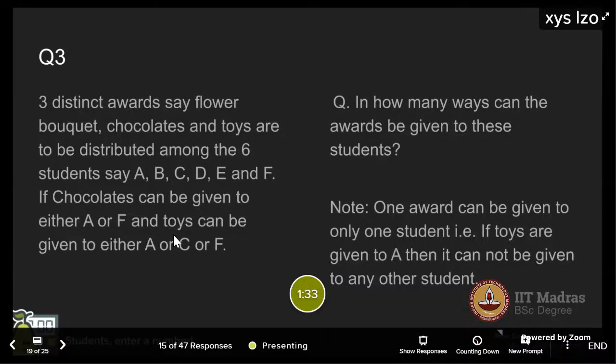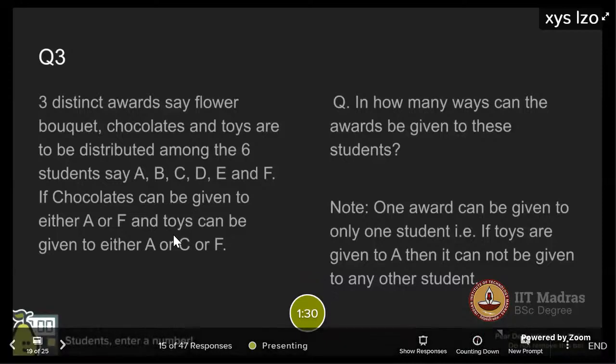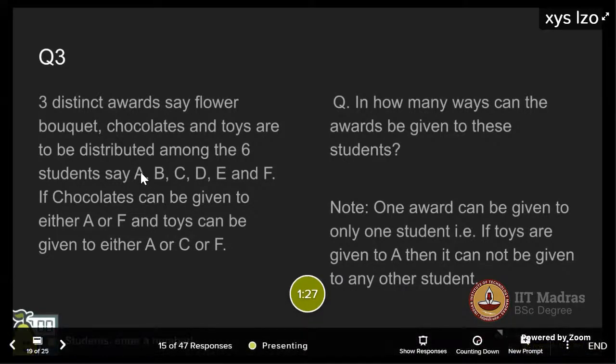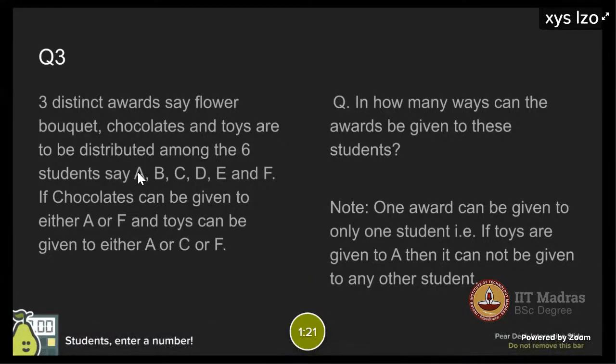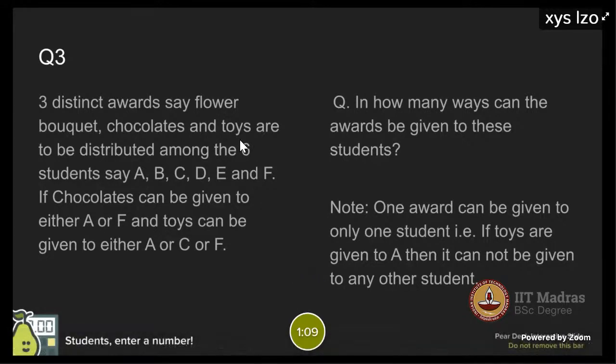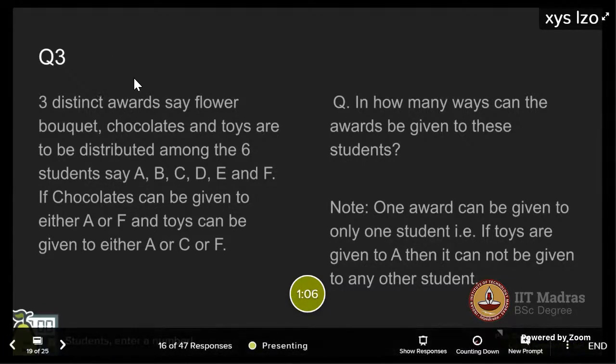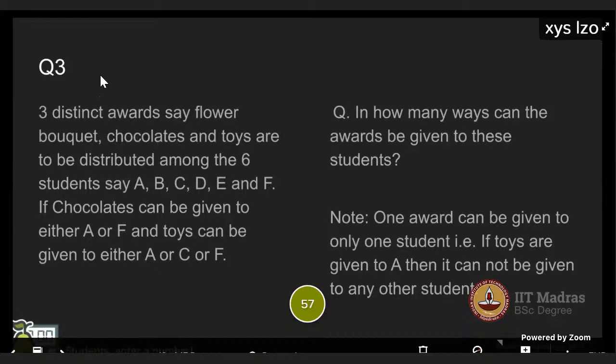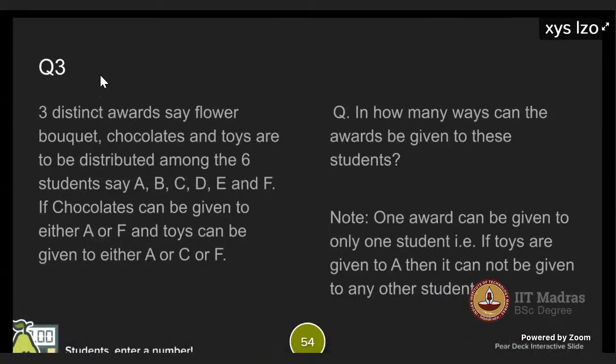Just hold on a minute. So chocolates can go to A or F. Means I can give chocolates to either of them, and the flower bouquet and toys cannot go to them? No, they can also go to them, but chocolates will go to A or F only. One minute. So now toys cannot go to B, D, and E. Is that right? Yeah. So B, D, and E will not get toys ever. So only 2 choices for B, D, and E. A gets 3 choices, anything they can take, is it? Yeah, you can say that.